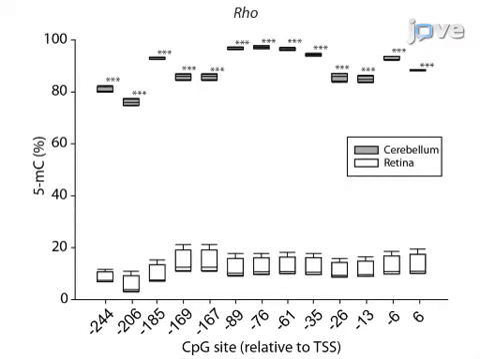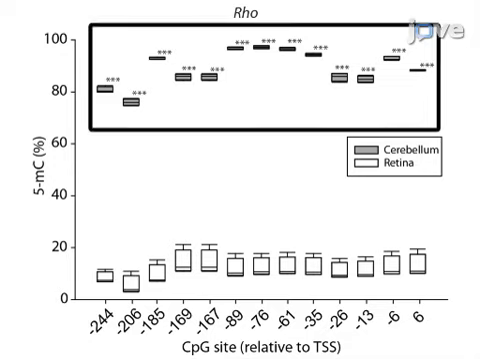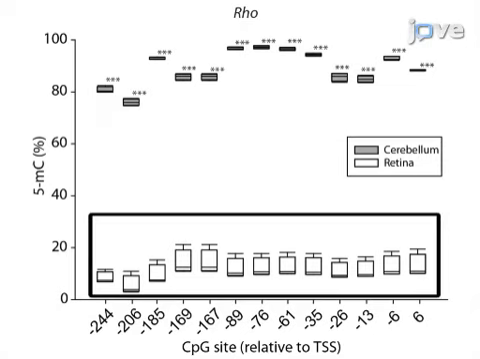BSAS methylation quantitation benefits from site-specific methylation quantitation, allowing the comparison of the methylation levels on a CpG-specific basis across any given genomic region. Indeed, in this experiment, the CpG methylation levels across the rhodopsin promoter were found to be significantly higher in the cerebellar samples when compared to the retina samples.